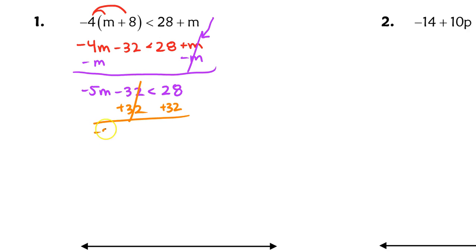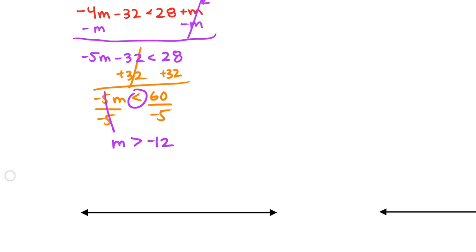I bring down that negative 5m is less than, and then on the right hand side 28 plus 32 gives me 60. And now I can go ahead and get rid of that negative 5 in front of the m. So now I'm dividing by a negative 5. So if you remember, we have to make sure that we switch that inequality right here. So now it becomes greater than, on the other side, negative 12.